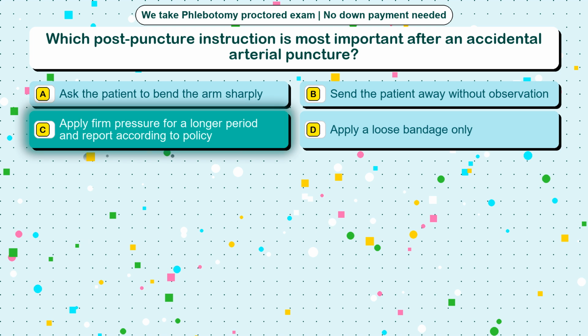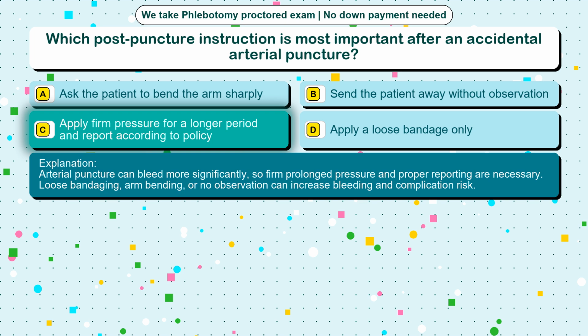The correct answer is option C, apply firm pressure for a longer period and report according to policy. Arterial puncture can bleed more significantly, so firm prolonged pressure and proper reporting are necessary. Loose bandaging, arm bending, or no observation can increase bleeding and complication risk.